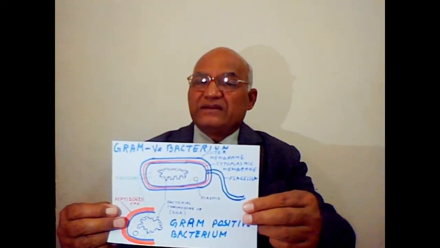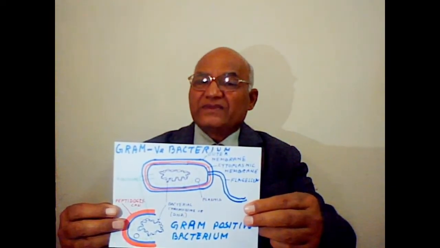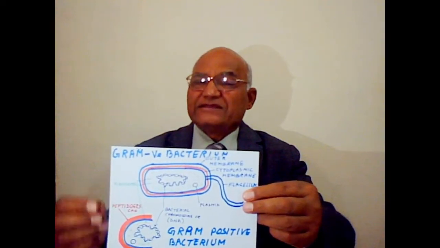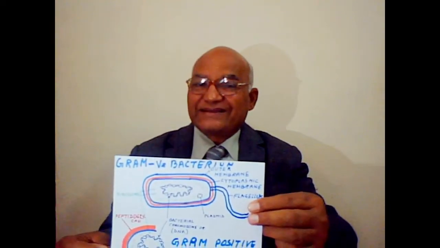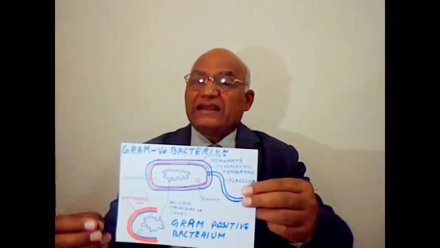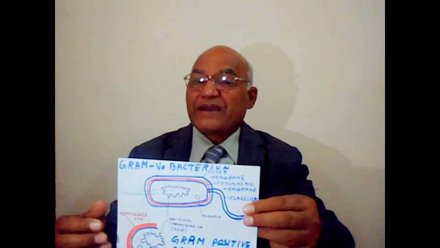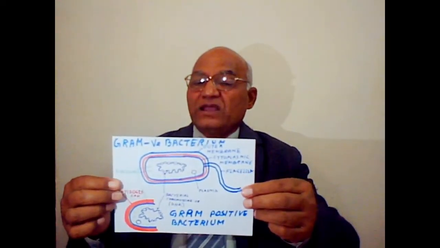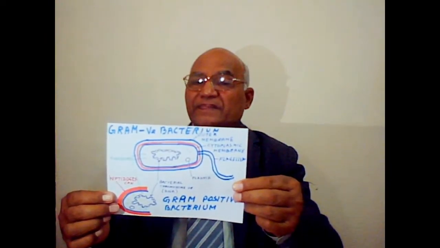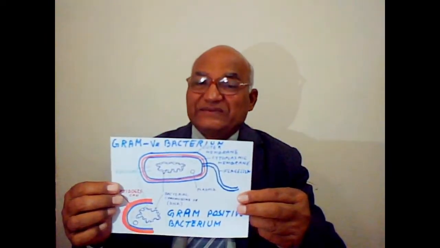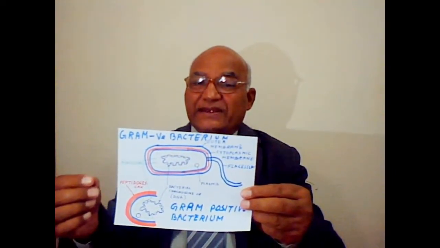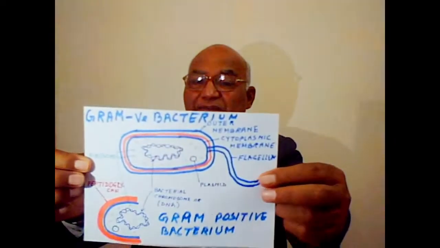This plasmid contains genes and is capable of providing resistance to bacteria against drugs, resistance against heavy metals, and a number of other characteristics are provided by the plasmid. A flagellum is also there in the bacterium. This flagellum makes bacteria motile. Motility to the bacterium is provided by this flagellum.